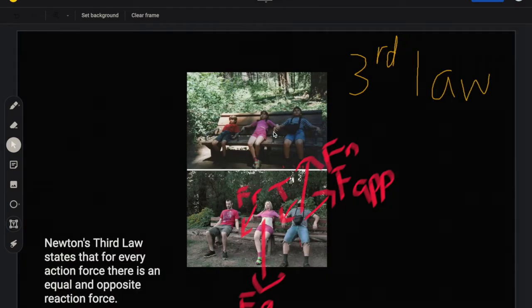Moving on, we have a picture of three people leaning into a park bench. This is an example of Newton's third law, which states that for every action, there is an equal and opposite reaction. From the free body diagram, we are able to analyze the forces which are happening in the picture. First, we have the gravitational force, which is always downwards. Then we have applied force, which is the guy leaning on the right, leaning towards the bench.